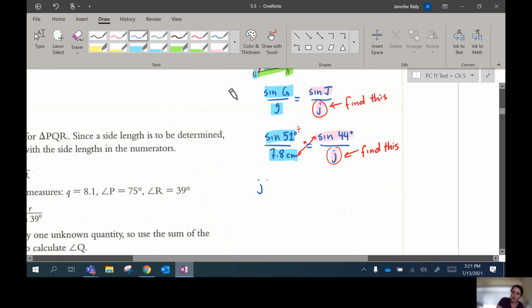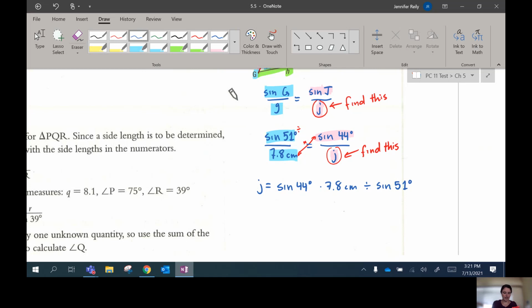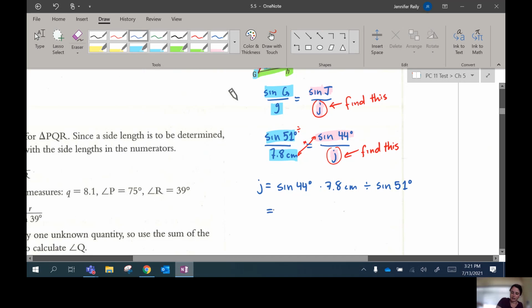So J is going to be sine 44 times 7.8 centimeters divided by sine 51. That is something you can just type straight into your calculator. Make sure you're in degree mode. So sine 44 times 7.8 divided by sine 51. You should get, make sure you check yours with mine, 6.972 dot, dot, dot. So it's a decimal number, it's irrational.